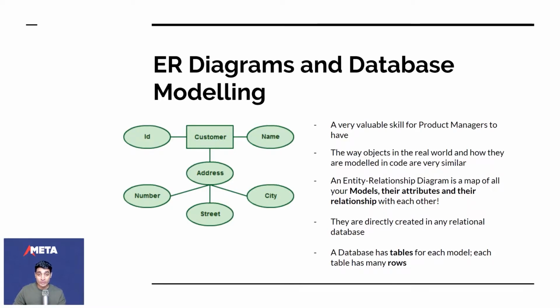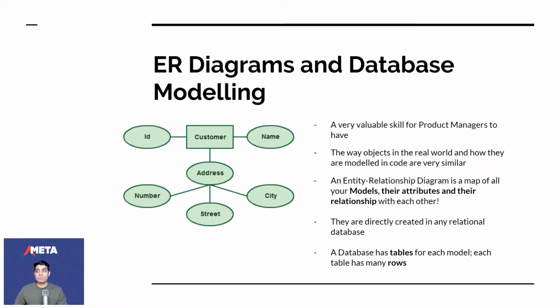Their attributes, for example, in the offline world, a user might have attributes like height and weight, but in the online world, we might not need those attributes. We might need attributes like their email ID and their username. So different attributes depending on the app that you're building. So their attributes and their relationships with each other.